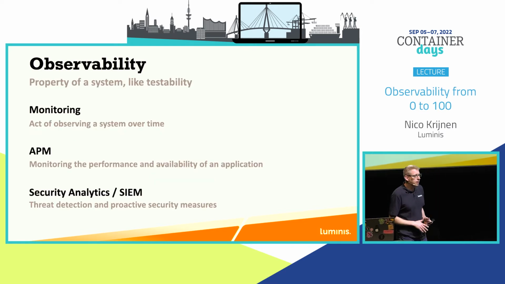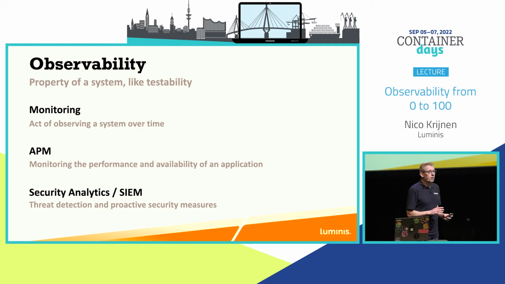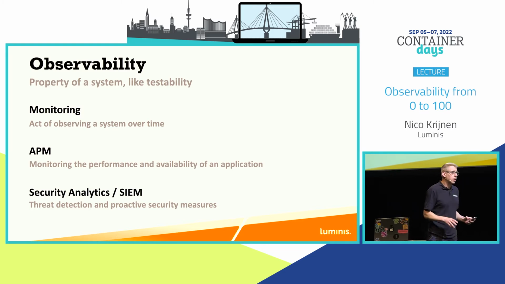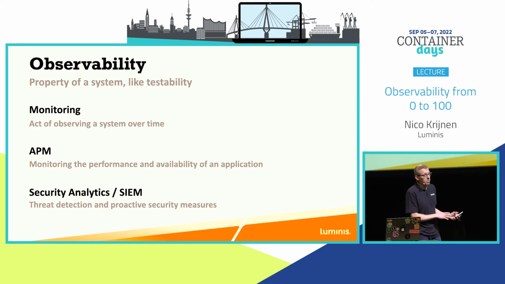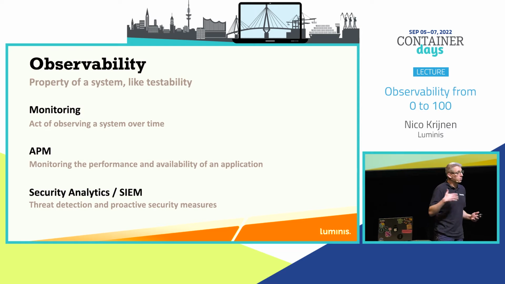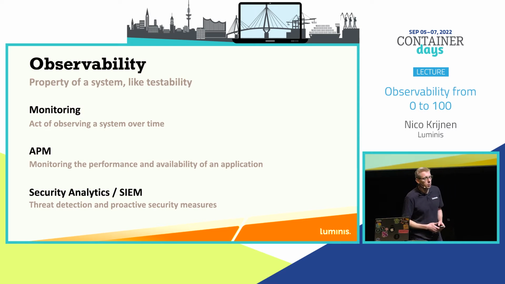Now, to sketch a bit more context, observability is a property of a system, like testability. It's not a tool or something that you can get. It's a property of the system that you're running. And if you look at some other terms that you hear a lot in this field, you hear monitoring. Some people think this is the old-fashioned way of doing it, but to be honest, monitoring is just a part of observability. It's the act of looking at a system over time. So if you want to improve the observability of your system, monitoring is one of the things you have to do.